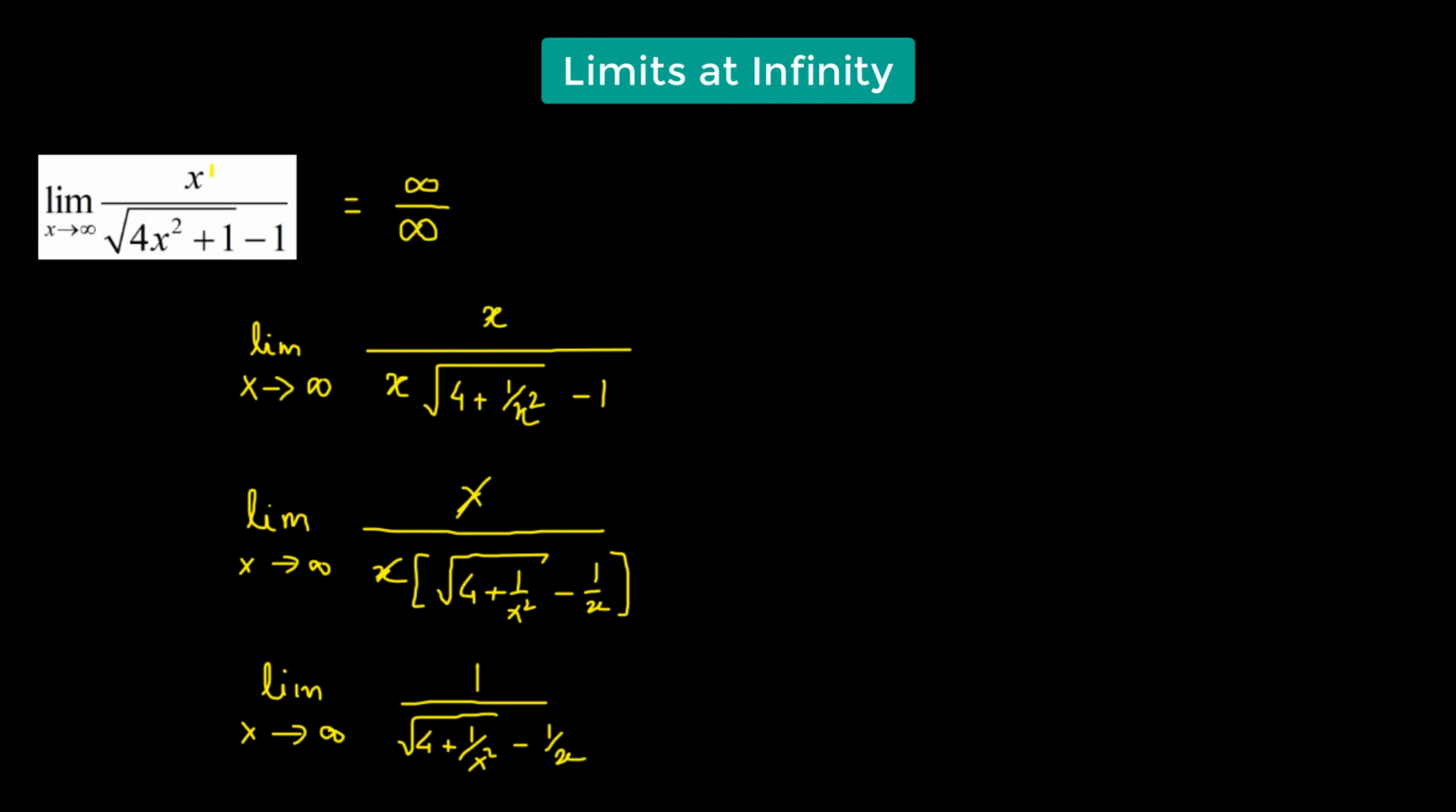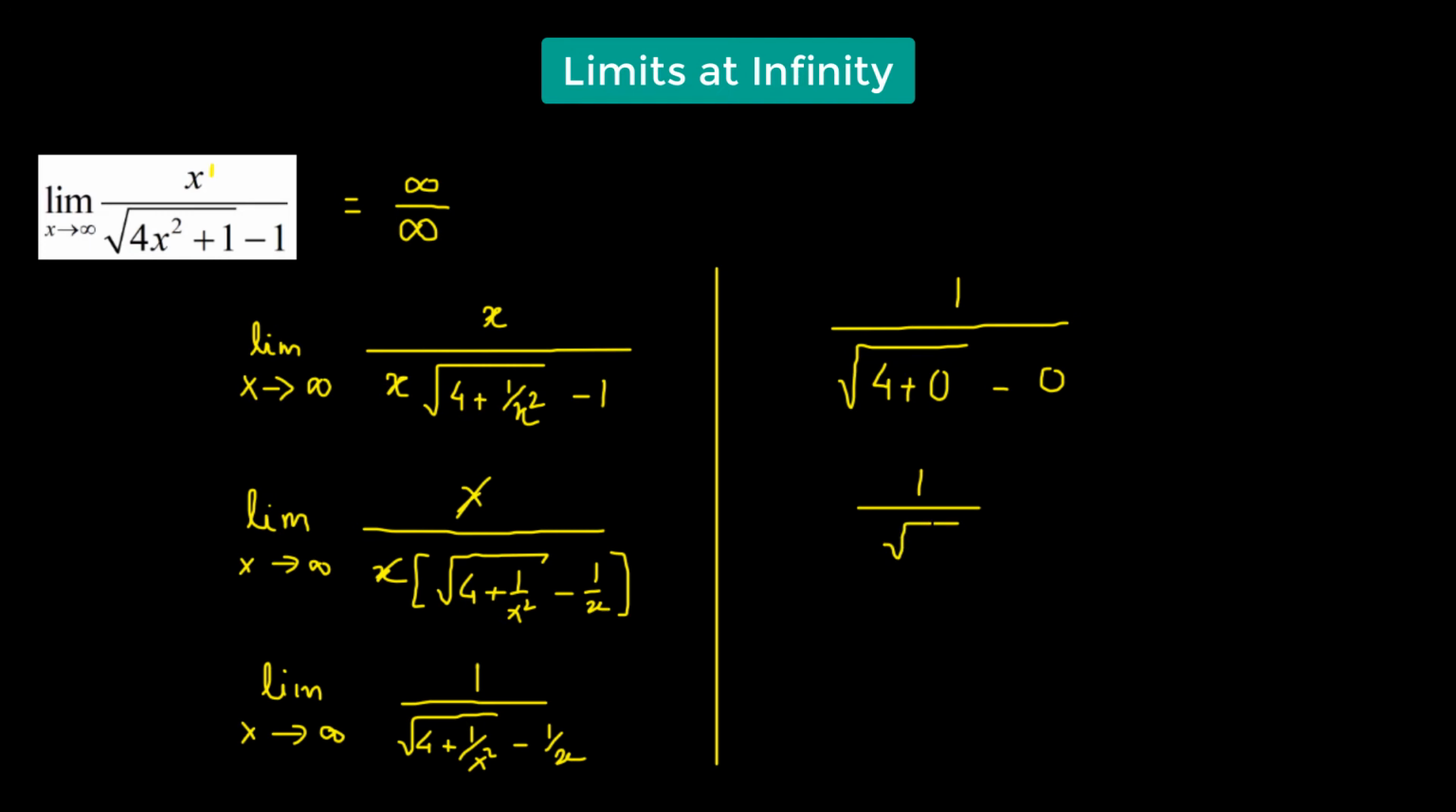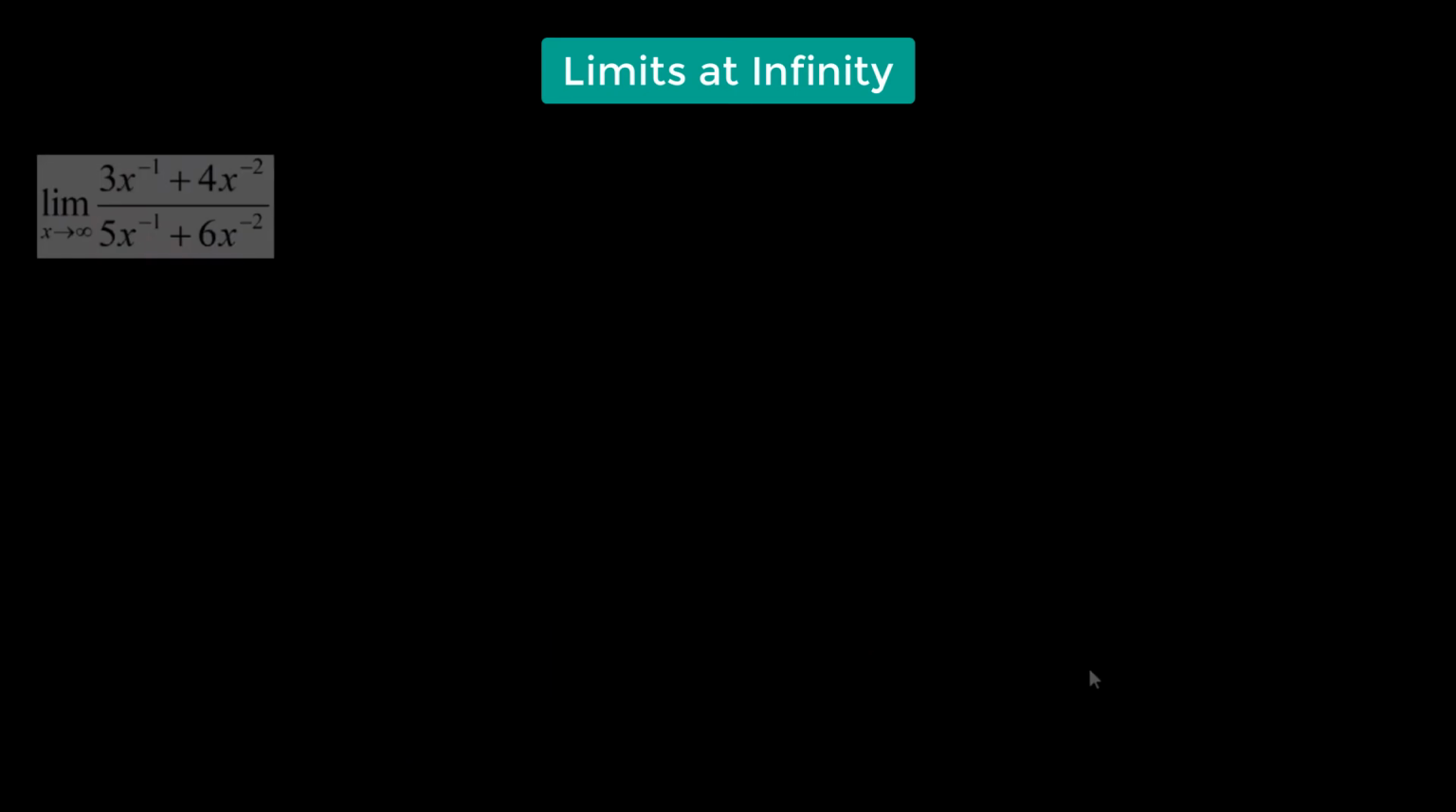Now when we substitute the value of x into the given function, that will give us 1 over square root of 4 plus 1 over infinity squared, which is going to be 0, minus 1 over infinity, which is also going to be 0. So that gives us 1 over square root of 4. So square root of 4 is 2, so our final limiting value is half. So this is the value that our function assumes when x approaches infinity.